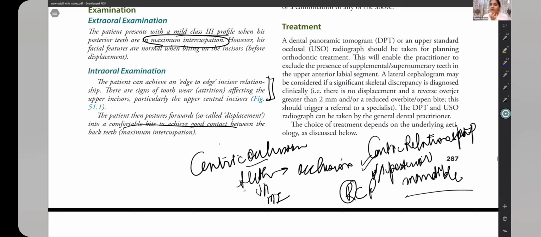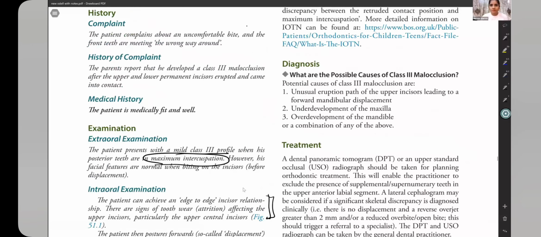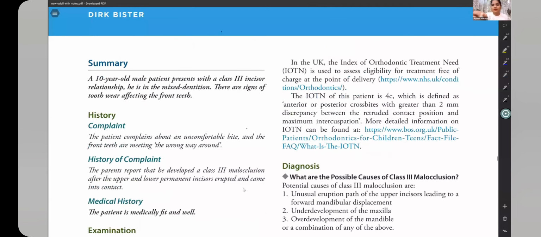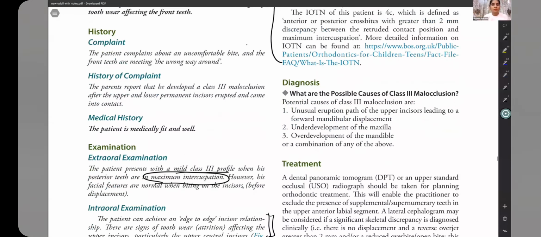So class 3 patients, because of their class 3 profile and the reverse overjet, are actually biting into a comfortable bite where the maximal intercuspation is achieved. That is not the centric relationship of the patient, right? Now in the UK, there is a classification of these cross bites, which is not important for the exam, so we can leave that. Now, what are the possible causes for class 3 malocclusion?